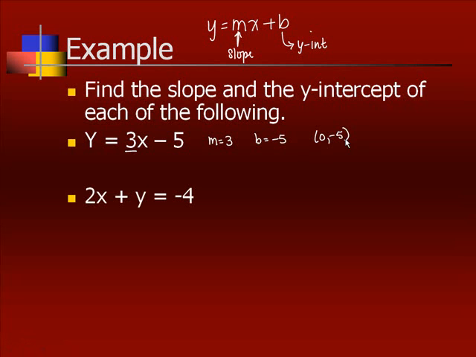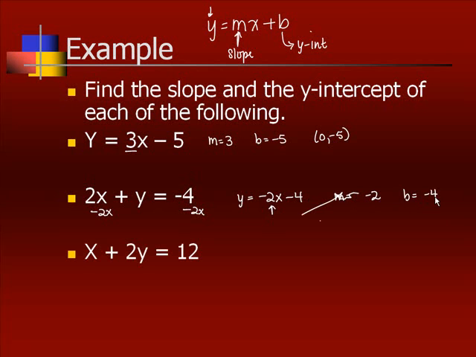But what about that one? Slope is not 2 because that's the number in front of x. Remember, slope-intercept has to be in the form y equals. So the first thing we're going to do on this one is subtract 2x from both sides. So we get y equals negative 2x minus 4. Now we're ready to pull off slope and y-intercept. Slope would be the number in front of the x, which is negative 2. Y-intercept would be the other number, which is negative 4.